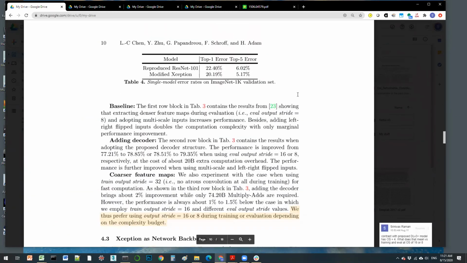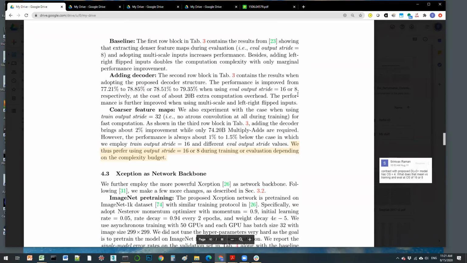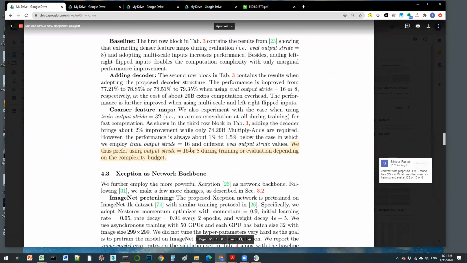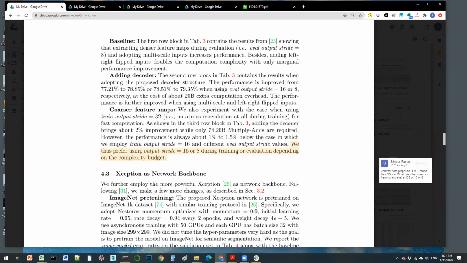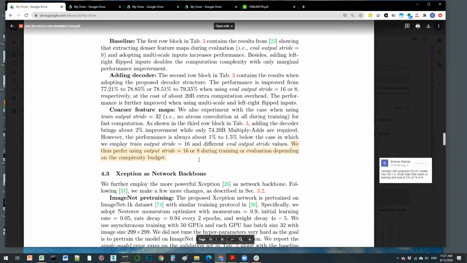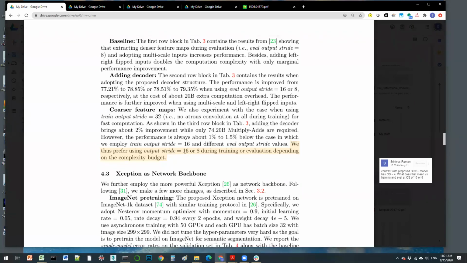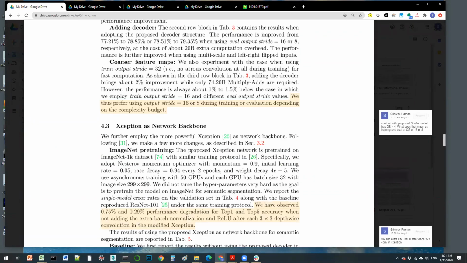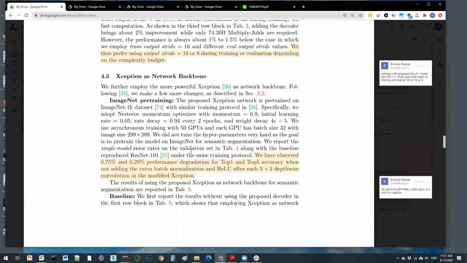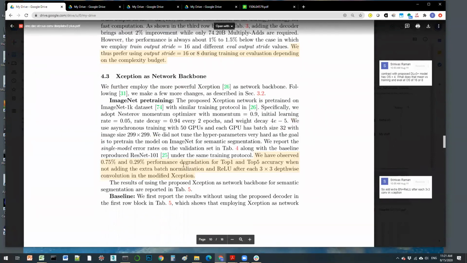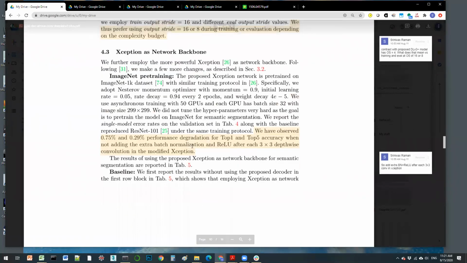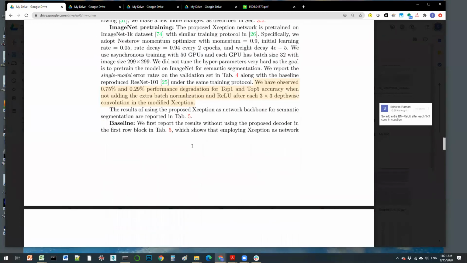Right. So in the interest of time, we just prefer using output stride as 16 or 8 during training or evaluation depending on the complexity budget. I mean, we kind of discussed the fact that it has a direct impact on the complexity budget. And then what is fascinating to me is the decoder actually provides very small benefit, at least when it comes to final results. But then when they evaluate it based on the output edges of objects, then they get a much better result.